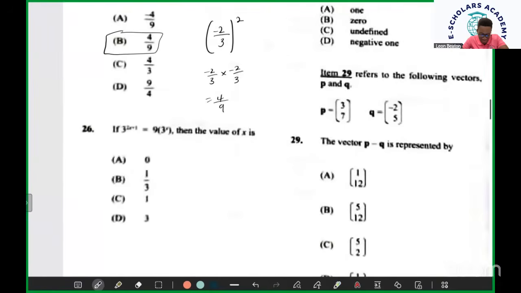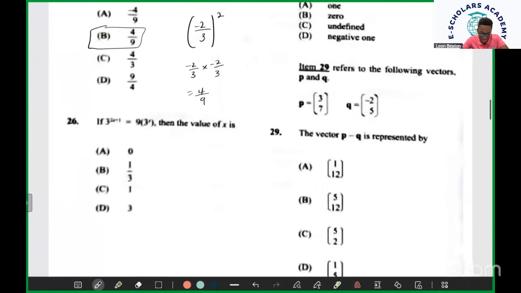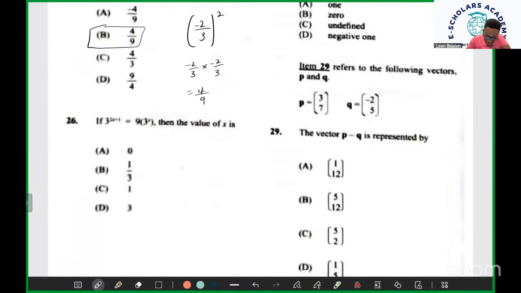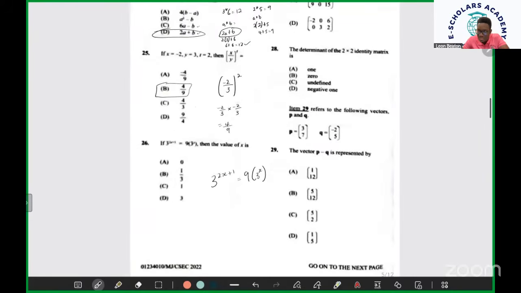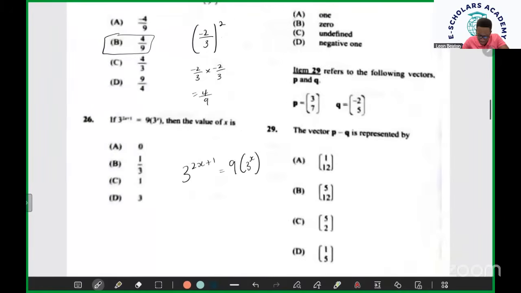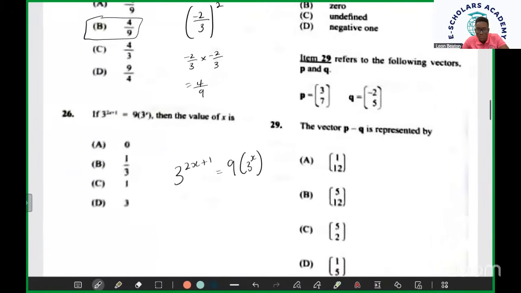All right, I can't really see this one here. This paper is so blurry, man. Let me see. This is an interesting question. Let me see if I could figure it out. 3 open bracket 2x plus 1 is equal to 9 open bracket 3x. Is that it? So this is 2022 paper, May, June. Somebody confirm if that is it quick. Who can confirm? Anybody? I think so.